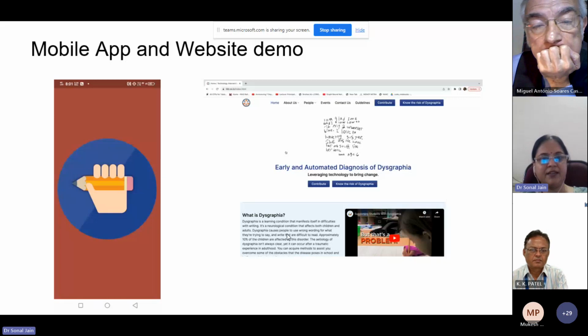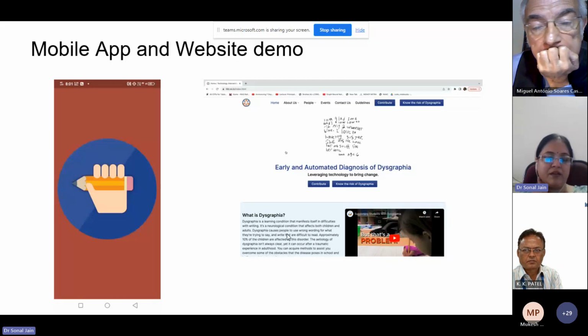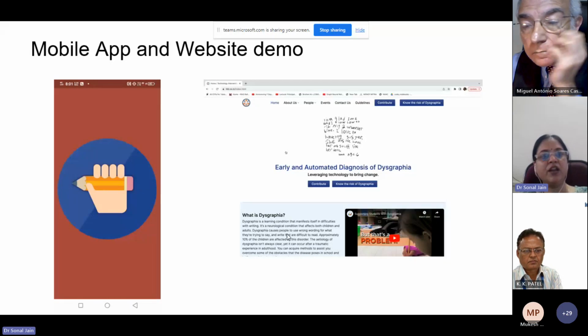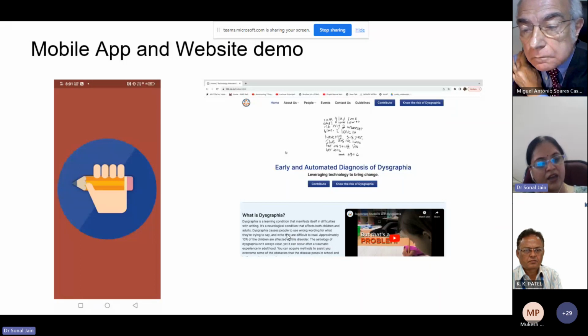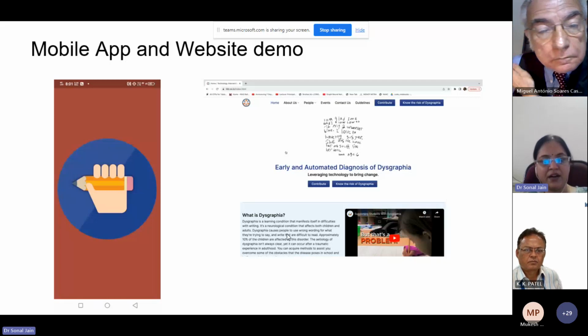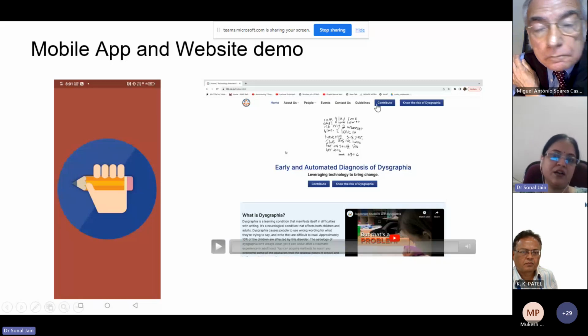On the right side is the website, and on the left side is the mobile application, where we have uploaded learning tutorials to make people aware about this kind of learning disability. Also, we have a section called Contribute, wherein if people want to contribute handwritten samples, or if they are aware of some kids who have suffered from this and have certain certificates, and would like to contribute their own handwriting samples for research, there is a section called Contribute, and we promise that we would keep the data anonymous.